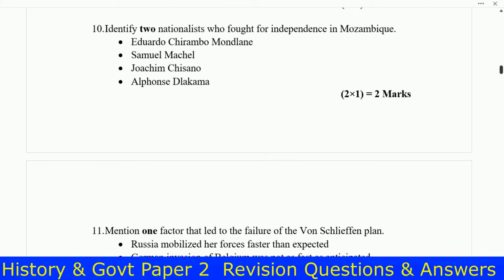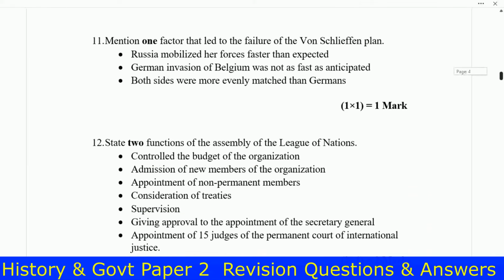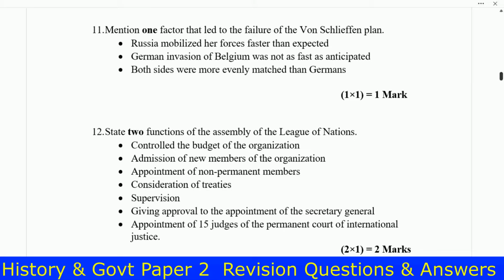We go to number 10. Identify 2 nationalists who fought for independence in Mozambique. We have Eduardo Chivambo Mondlane, next Samora Machel, next Joaquim Chissano, next Alfonso Dhlakama. Go to number 11. Mention one factor that led to the failure of that plan.